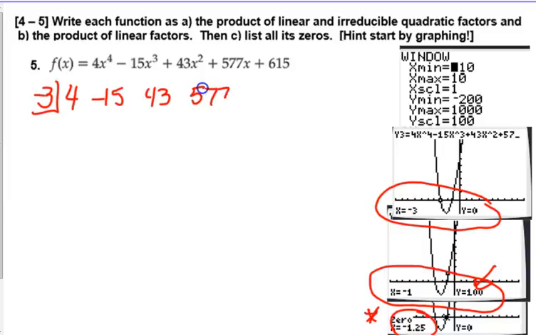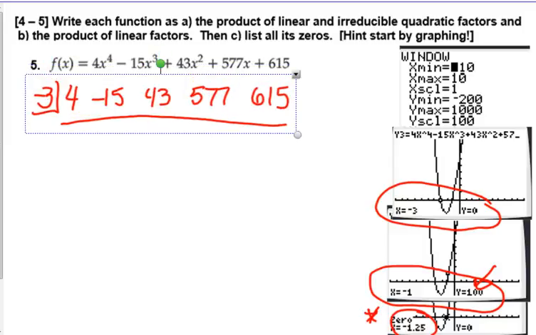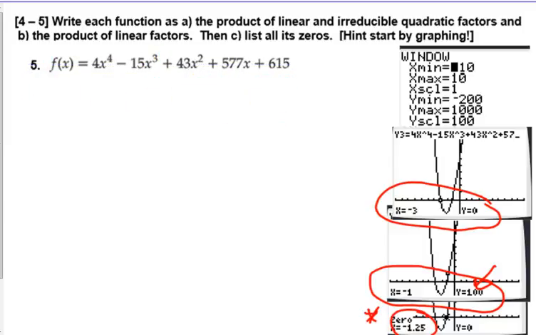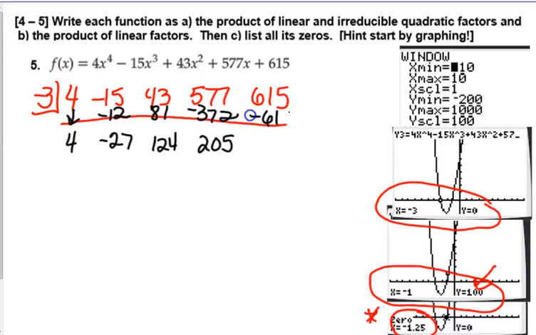Okay, I'm going to need somebody to type in a calculator because I don't think I can do these very fast. We're just going to leave it there. We're going to bring this down and write 4. 4 times negative 3 is negative 12. Negative 27 times negative 3 is 81. 124 times negative 3, times negative 3 is negative 615. What do you know? Now what?